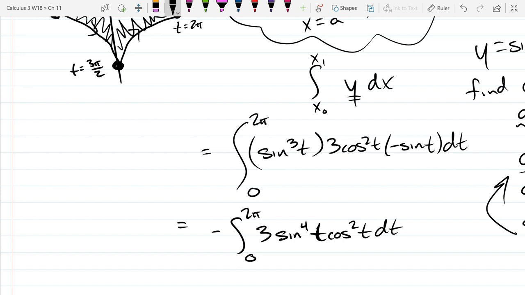So this is the area right here. How would you integrate this? You did problems just like this. You definitely take 3 out. How do we deal with this? Powers of trig functions.